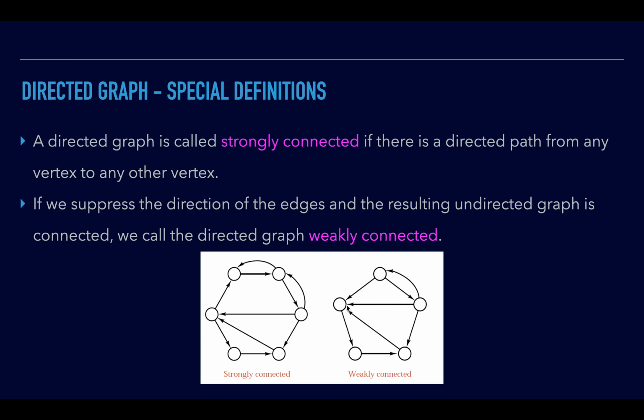So here, if I drop all the direction information from this particular directed graph, then that will become an undirected graph. Then in that undirected graph, if I can go from one node to any other node, that is called a weakly connected directed graph. I hope these definitions are clear for you.